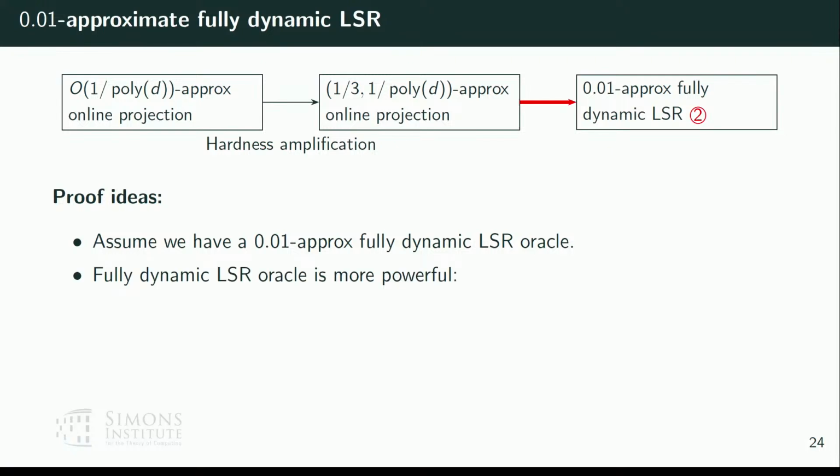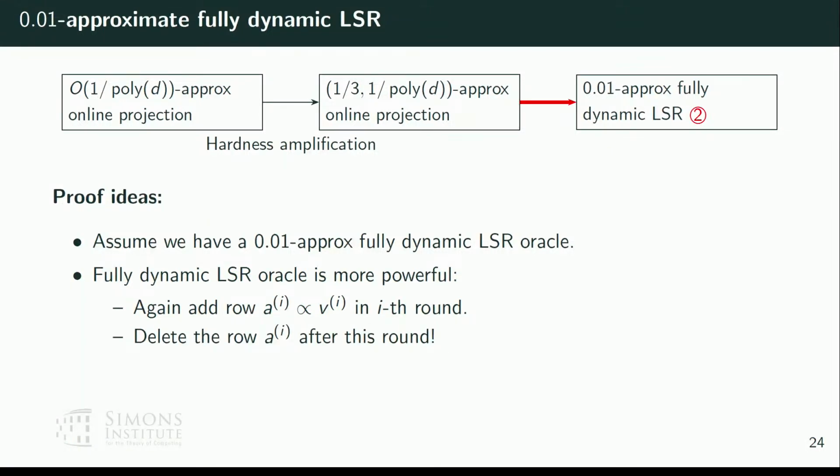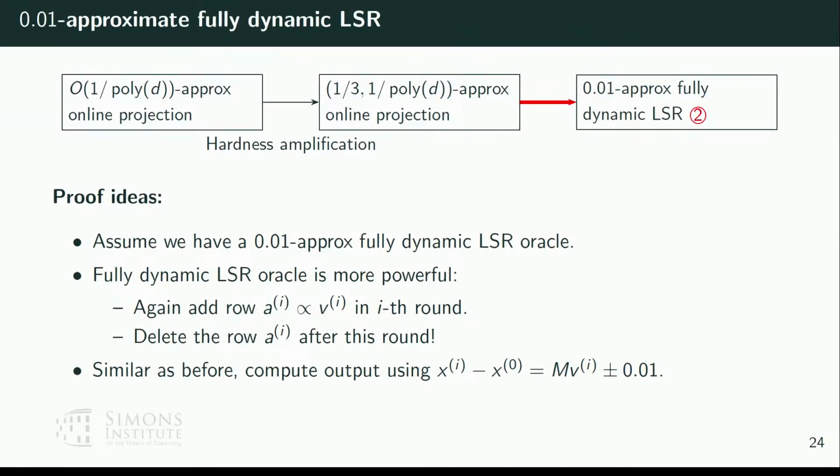And this fully dynamic least square oracle is more powerful than the incremental oracle in the sense that in our reduction, we can still add a row that's some scaled version of the query vector in the ith round. But after the ith round, we immediately delete this row. And then in the next round, we get a new row, and then we delete it once we recover the solution. So that's how we use this. That's why it's important that it's fully dynamic.